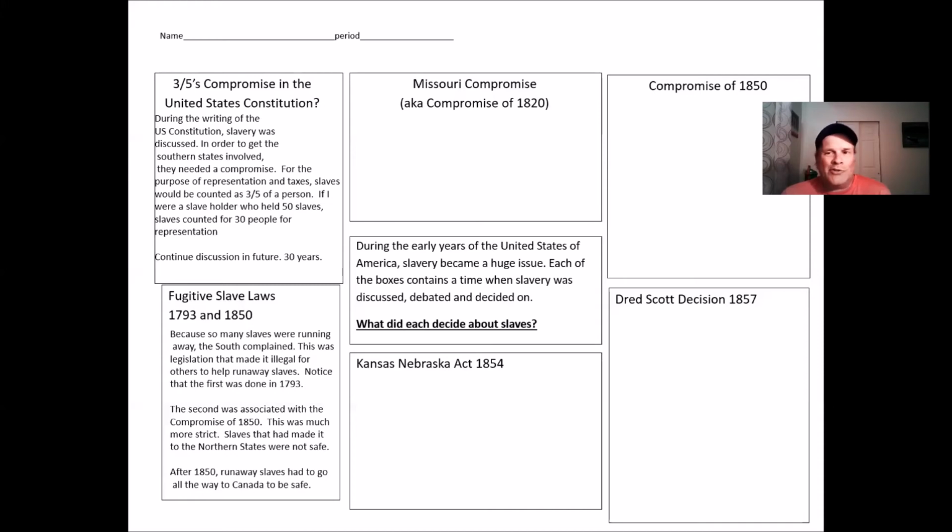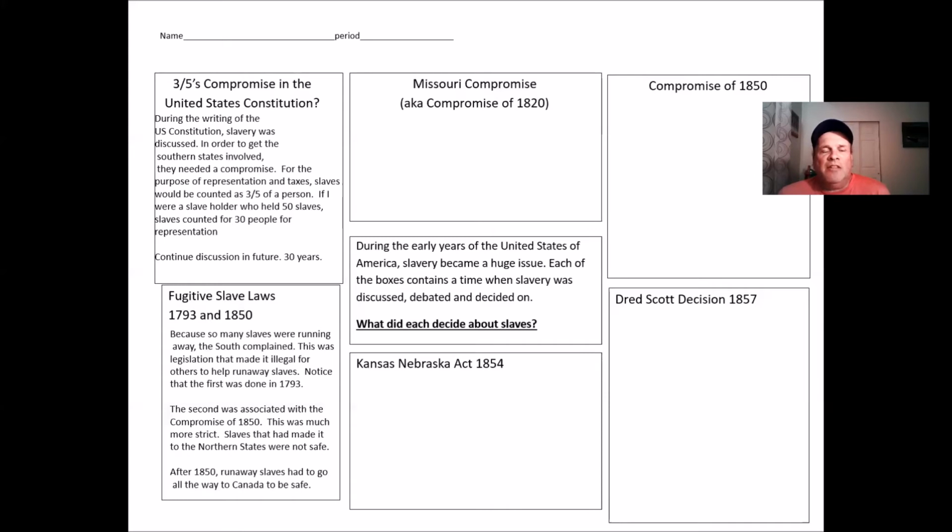It wasn't very strong and people didn't listen. A lot of slaves ran away. And so as more and more slaves are running away, the slave owners are losing money. So the second fugitive slave law was passed in 1850, and it's associated with the Compromise of 1850. You're going to notice it up in the top right corner up here. This is going to be part of this.